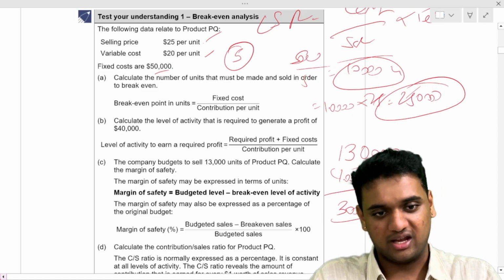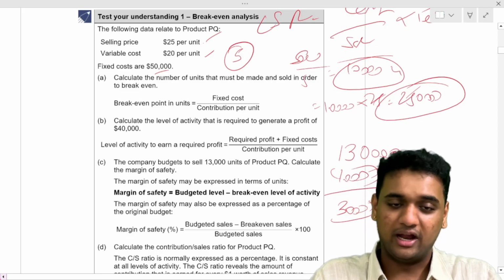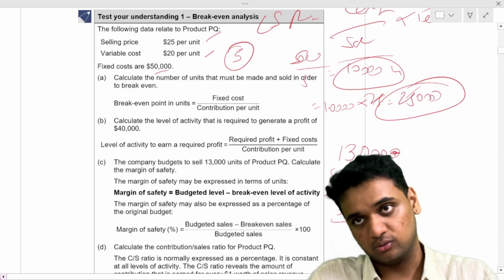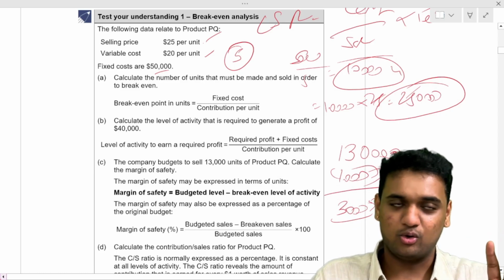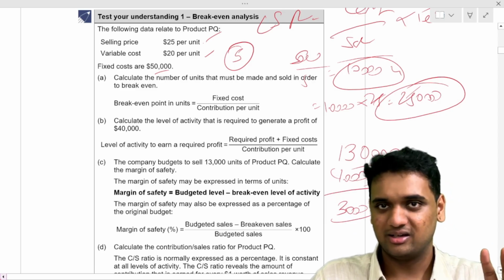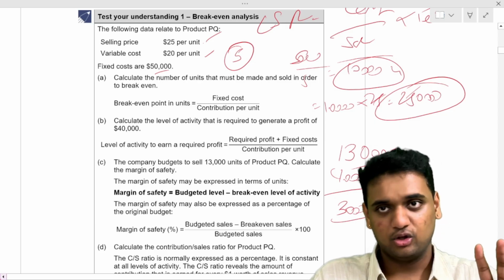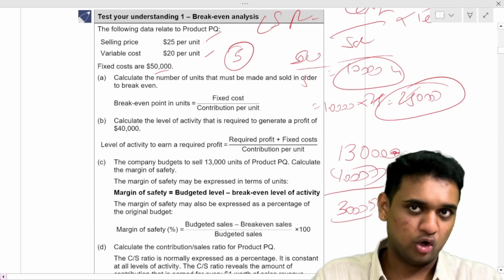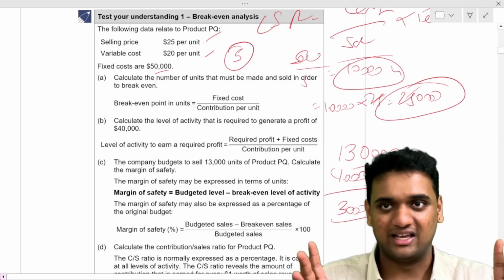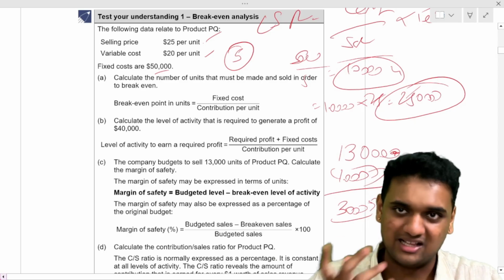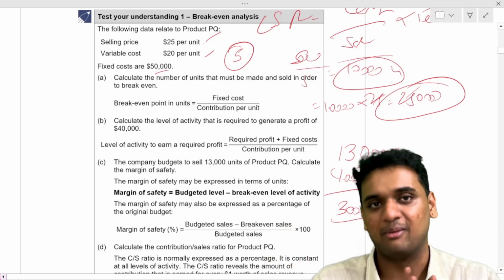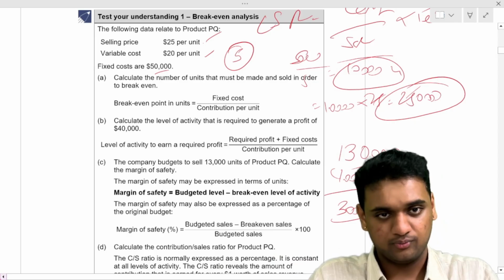Now, the next question they are asking: calculate CS ratio. Listen to me. For CS ratio, you can use two formulas. You can either write total contribution divided by total sales, or contribution per unit divided by sales per unit. You use any formula, you'll get the same answer. What is CS ratio?